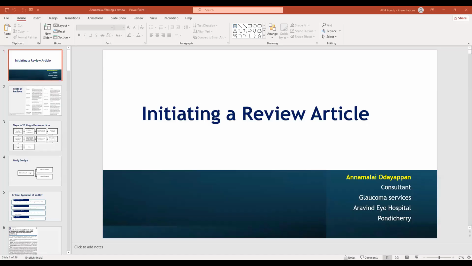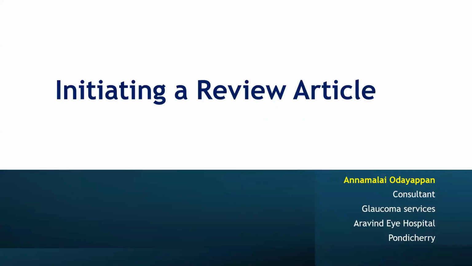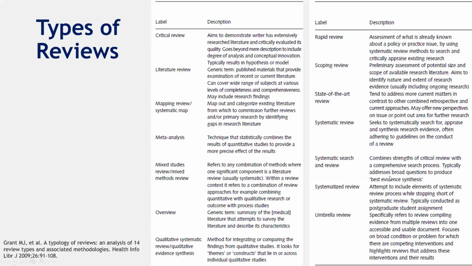So I'll be talking on how to initiate a review article. So what is a review article? A review article is not an original research. What they are doing is they are compiling information from various original articles and pulling it into a single article so that it has all the information. You don't have to go through multiple sources to read about a particular topic.